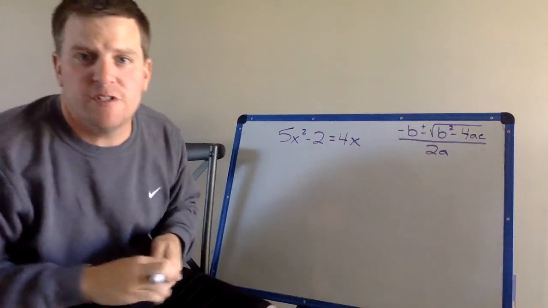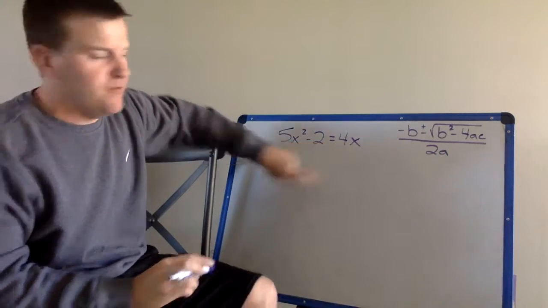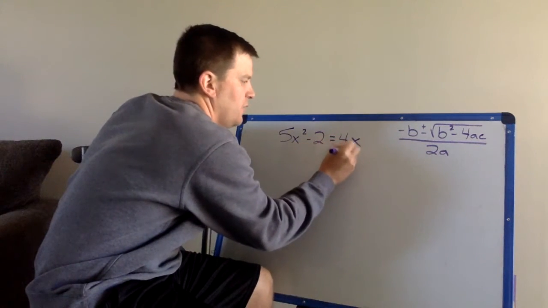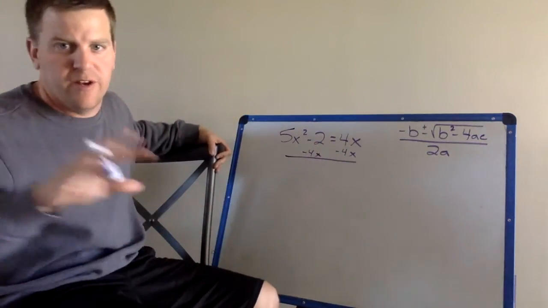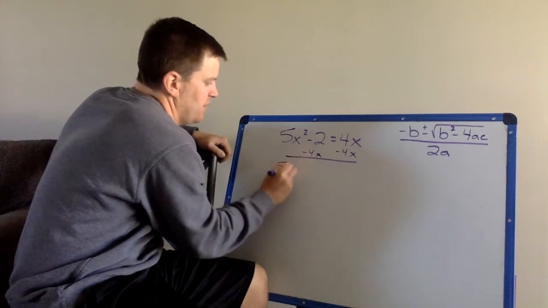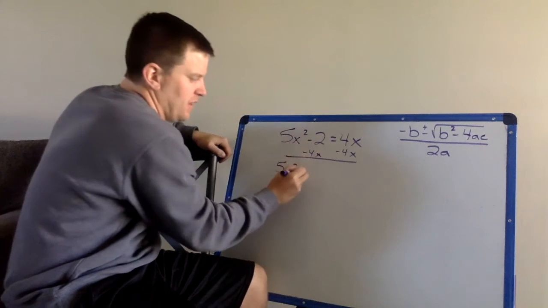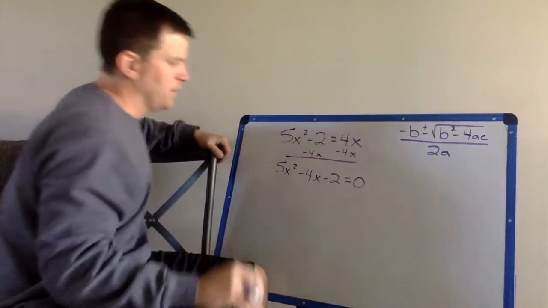Okay, we want to solve this using the quadratic formula. Bad news, it's not equal to 0, but we can change that very easily, right? We want to subtract 4x over here. We have to have it equal 0 before we can do anything. So write this in standard form. We have 5x squared. Then we need our x term next, minus 4x minus 2 equals 0.